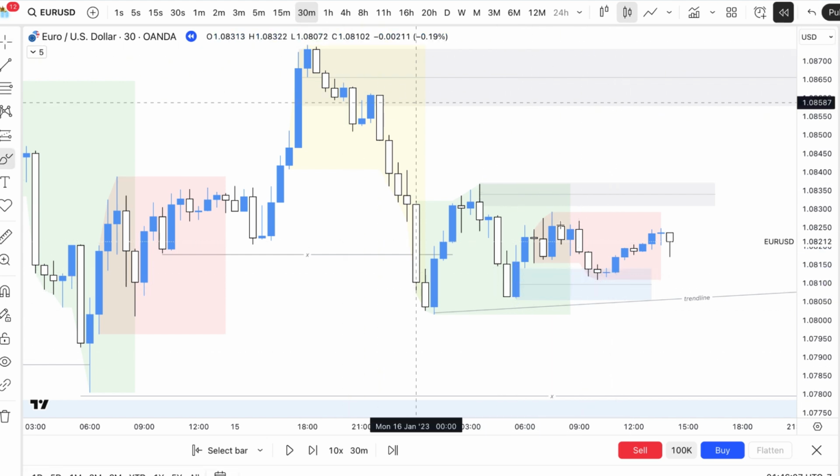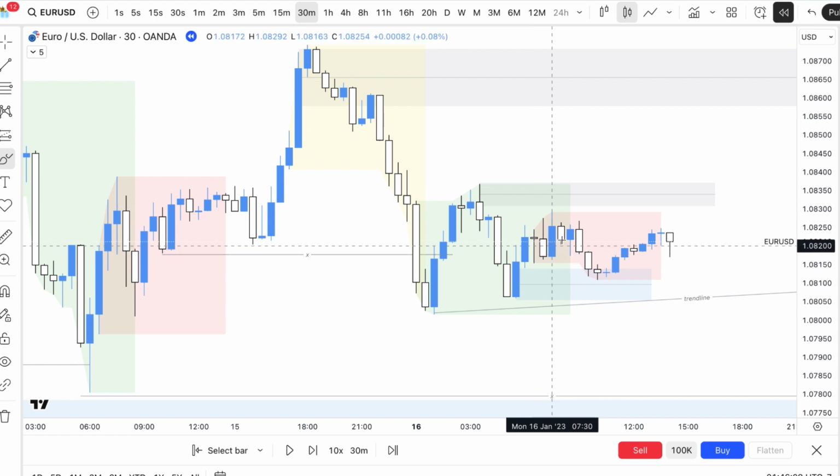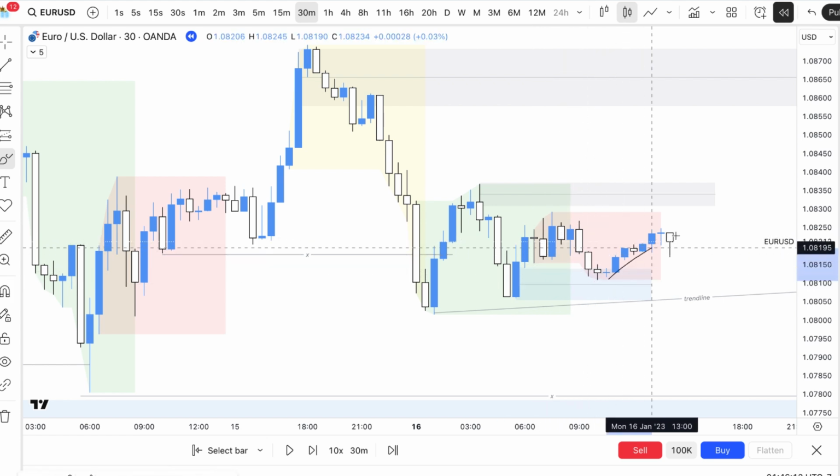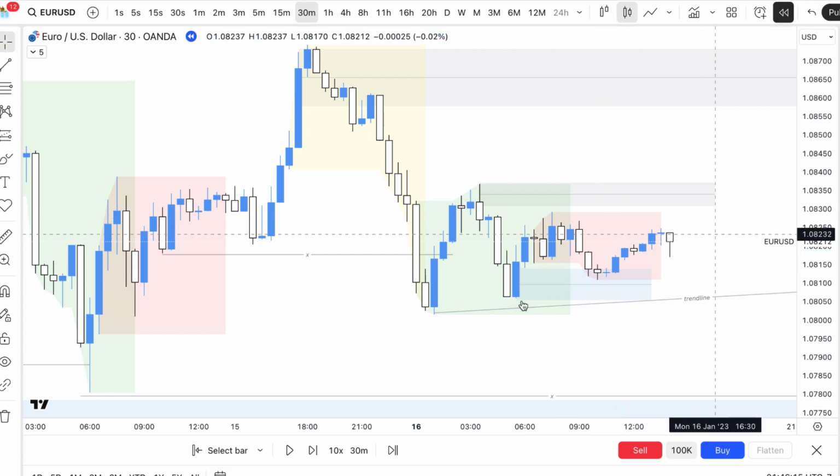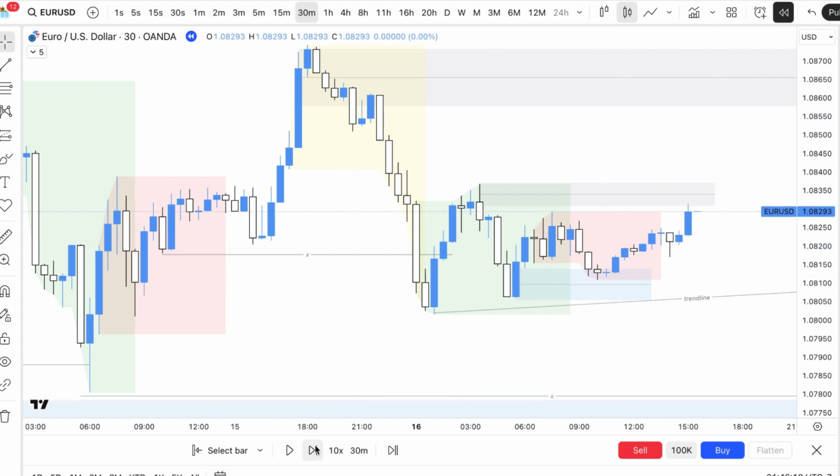So this would have been 30 minutes, right? So that's 1 hour, 2 hours, 3 hours, and then now 4. And then the rest of the move is happening. So here's the rest of the move, right? The rest of the move is happening.